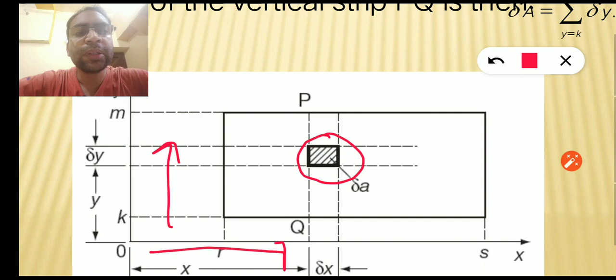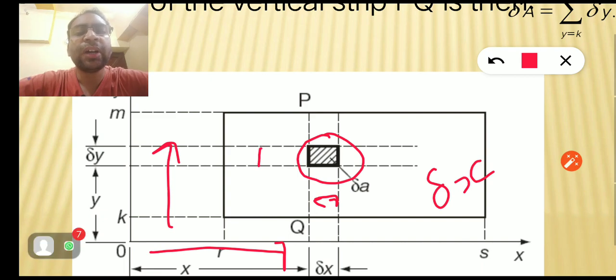The difference between the two values on the x axis is denoted by del x, and this difference on the y axis is denoted by del y, because this is the smaller difference in the two values of y. So this is del y.